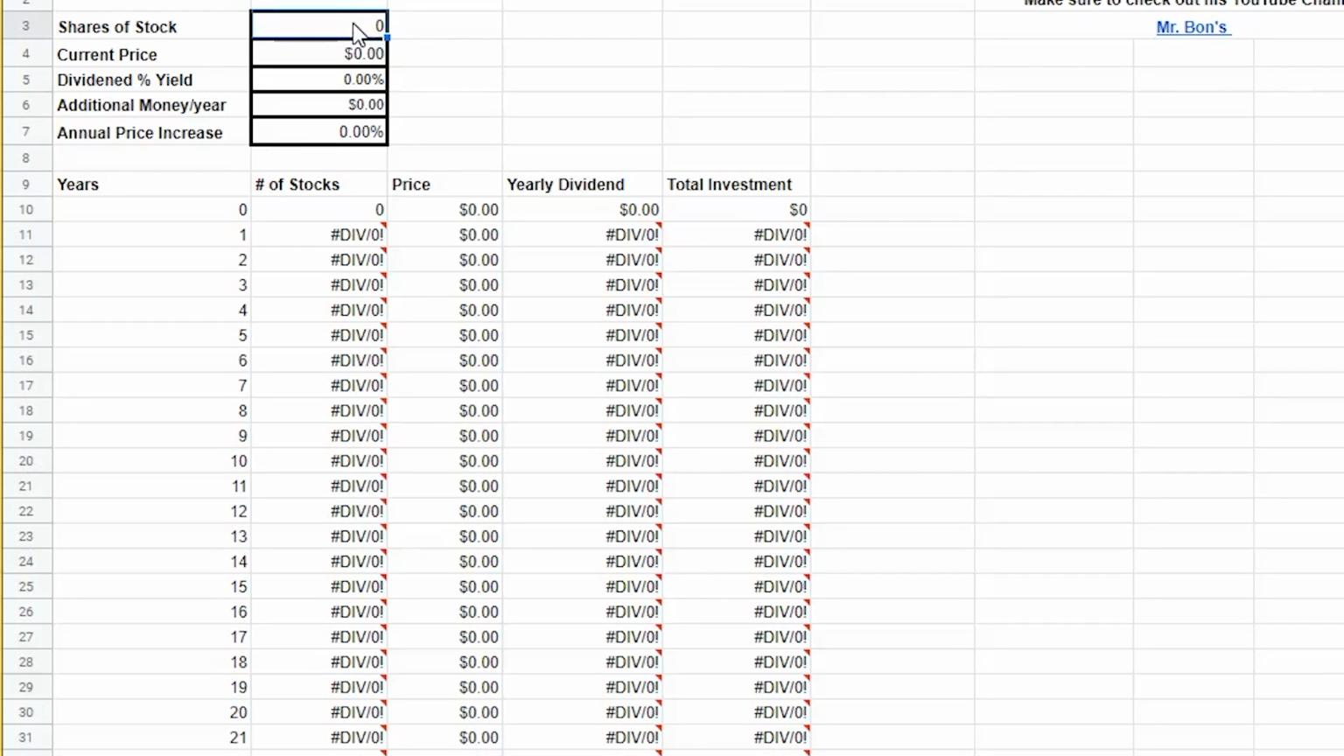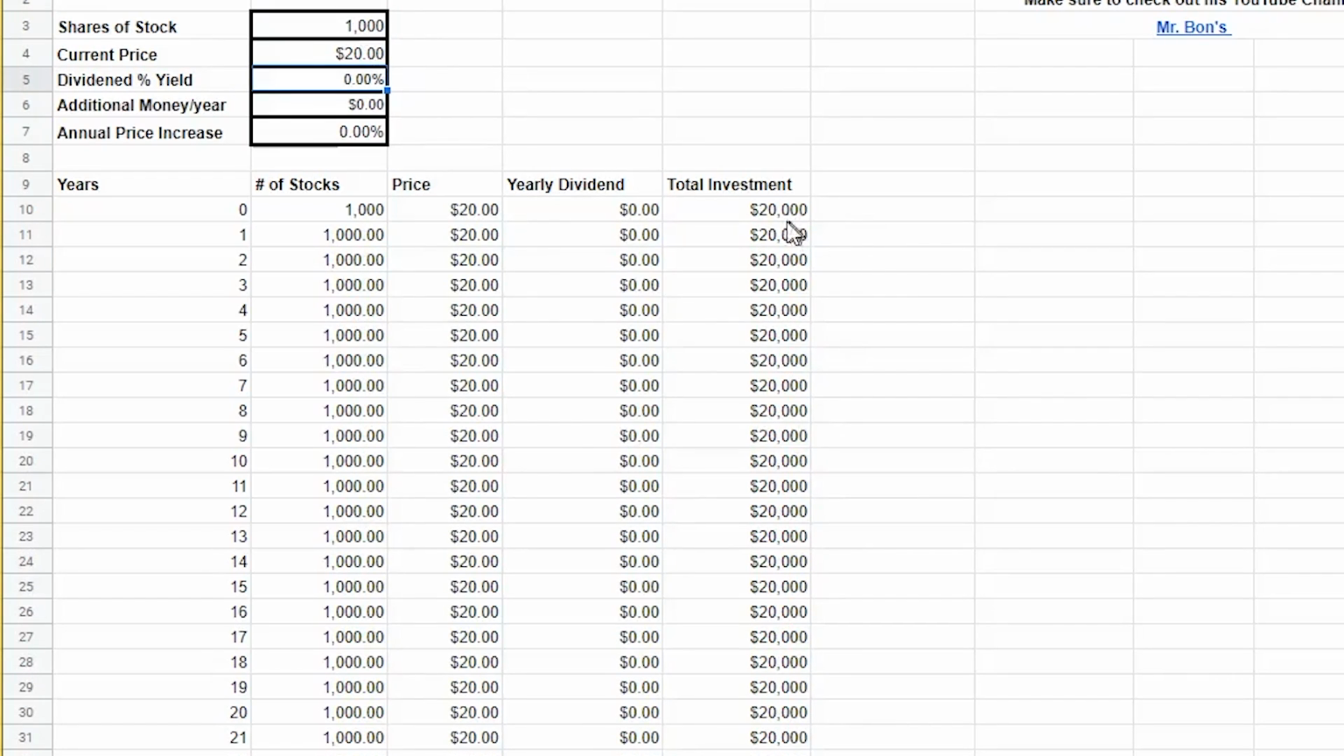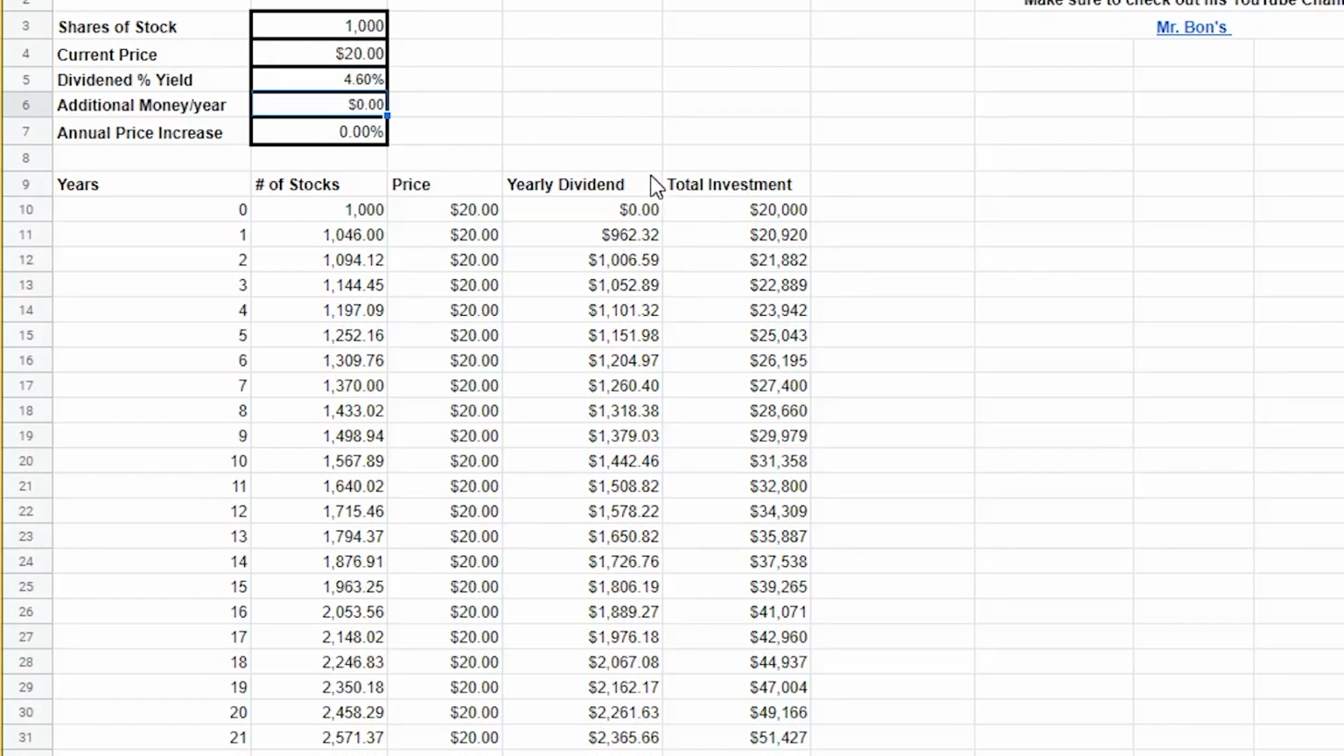Let's say that you bought 1,000 shares of AT&T. At a current price of $20, that means you would spend $20,000. This is your total investment. This is the price. This is the number of stocks. And the dividend yield is 4.6%. That means that every year you would make around $900 to $1,000.